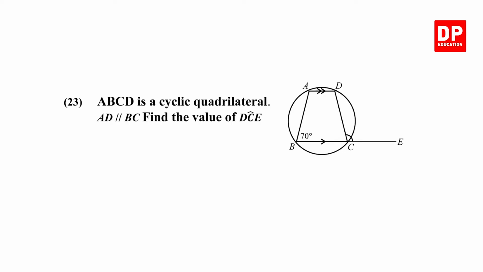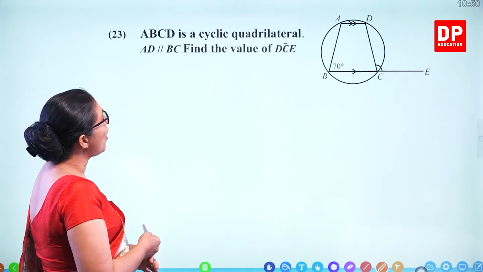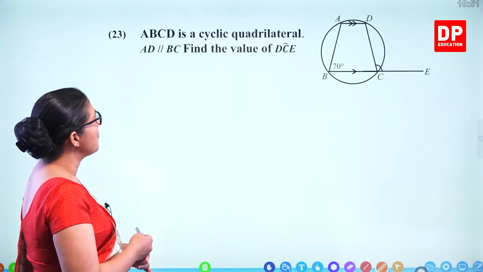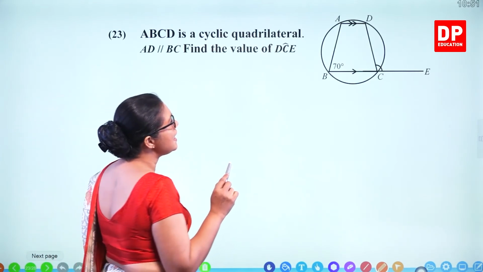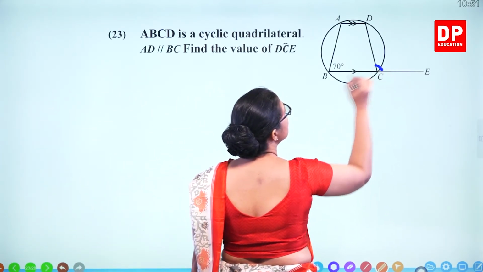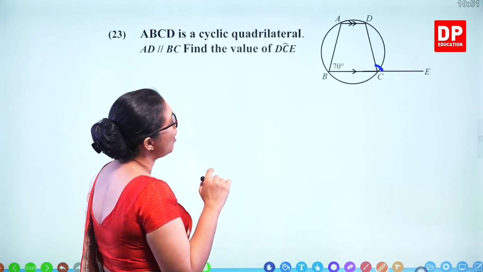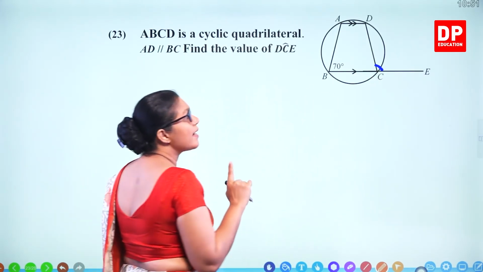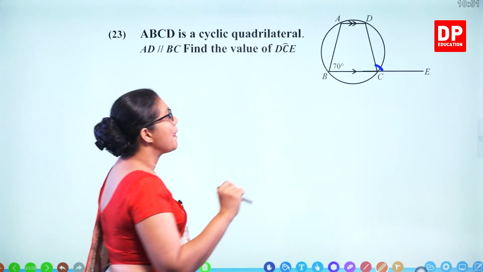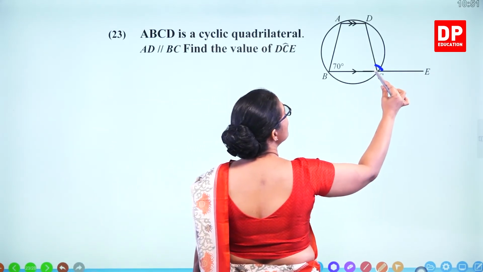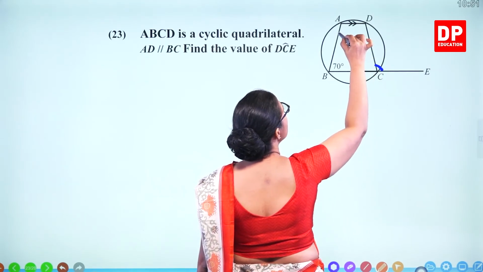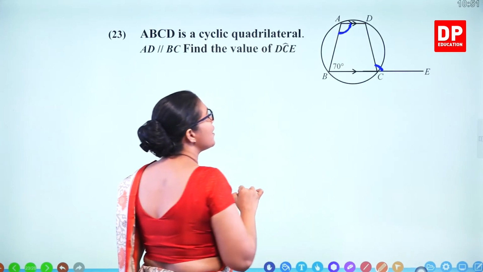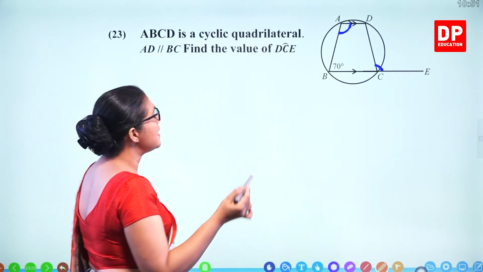Question number 23. ABCD is a cyclic quadrilateral. AD is given parallel to BC. Find the value of DCE. This angle. How do you find out that angle? In a cyclic quadrilateral, what's the rule? This angle is equal to the opposite interior angle of the quadrilateral. This angle. If we can find out that angle, that's the same as DCE.